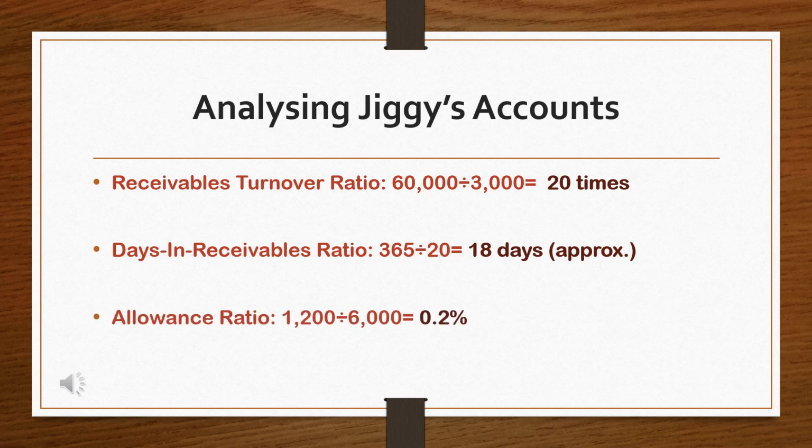Lastly, their allowance ratio is 1,200 divided by 6,000, which equals only 0.2% of accounts receivable are expected to be uncollected in future.